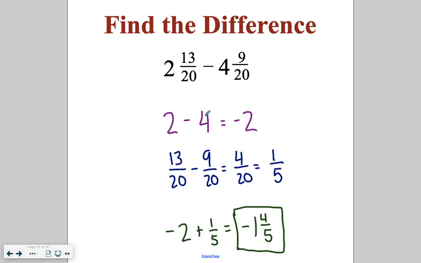So we have 2 minus 4, which is -2, and then 13 minus 9, which is 4 over 20, which is 1/5. Then we have -2, and we're adding 1/5 to it, so we end up with -1 and 4/5.